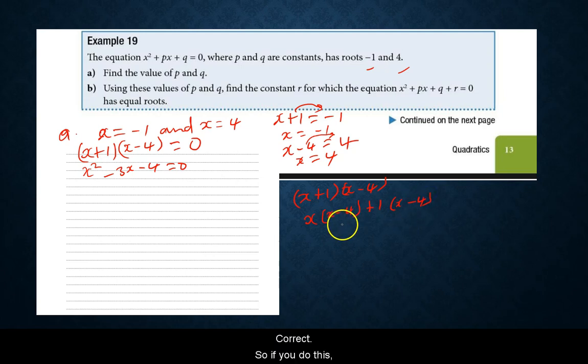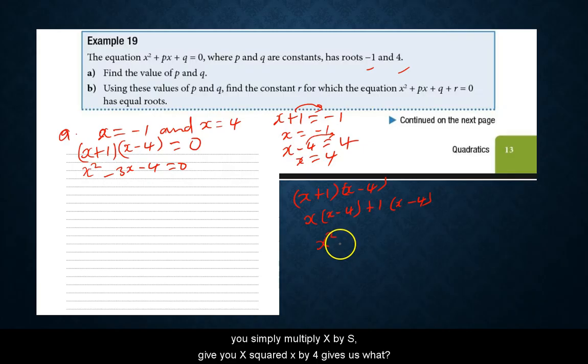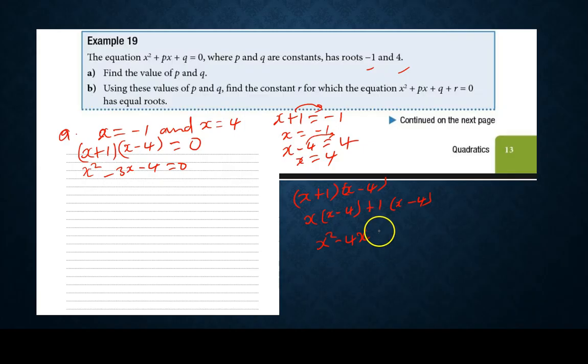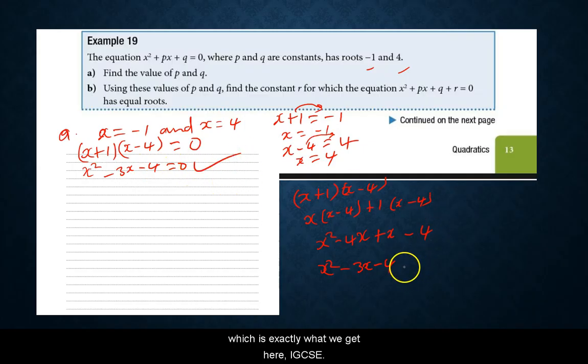Correct. So if you do this, you simply multiply x by x, gives you x squared. x by -4 gives us what? -4x. Then plus 1x. So it is plus x, then minus 4. Right. So what is minus 4x plus 1x? That is minus 3x. So this gives you x squared minus 3x minus 4, which is exactly what we get here. IGCSE. So you should be able to know how to expand without going through this process.